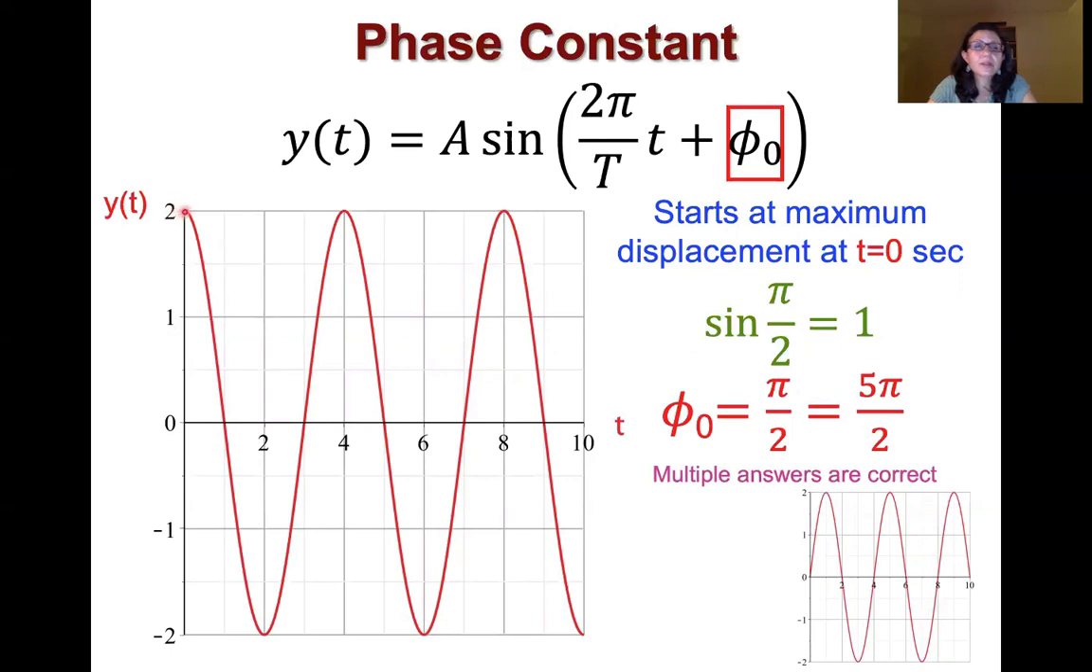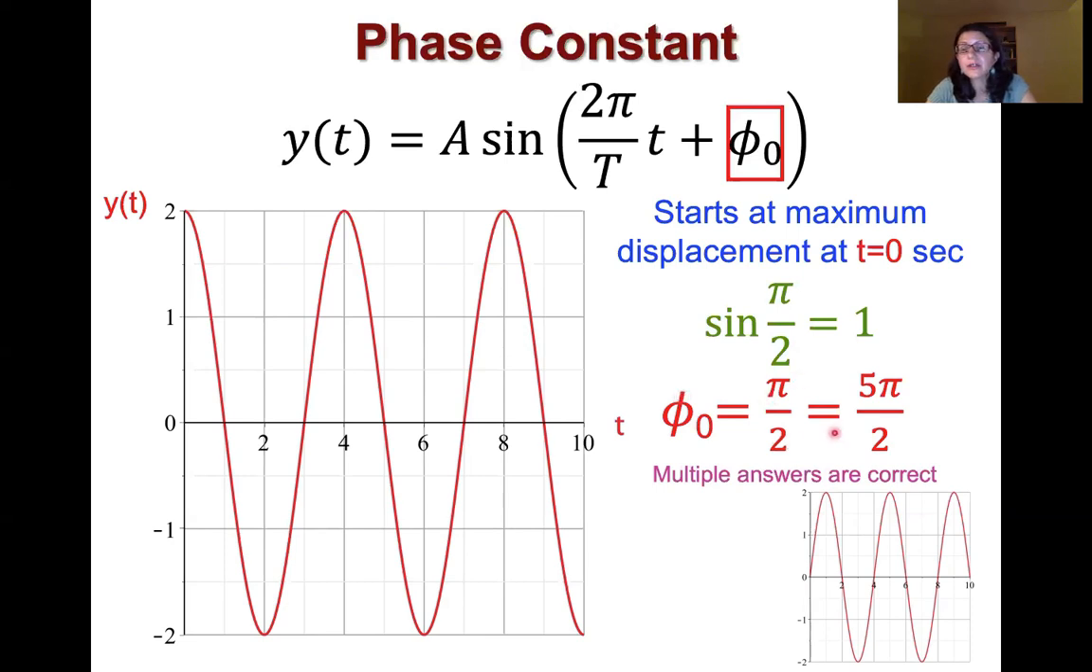All right, so here's another example. Imagine that at time equals 0, your oscillator started at a maximum. That's taking your sine function and shifting it by not half a cycle, but a quarter of a cycle, which is pi over 2. We know that sine of pi over 2 is 1, and that's going to be your maximum. So in this case, phi naught, which is called the phase constant of your wave, is going to be pi over 2.